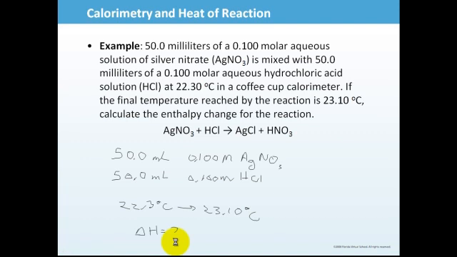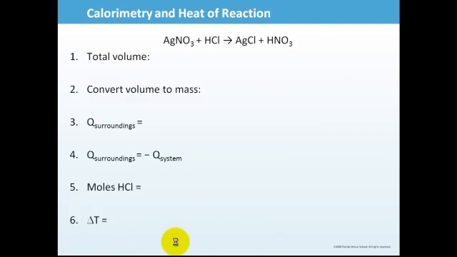So let's take this step by step. All right, first thing we need to do is go back to some of those assumptions that we talked about a couple of slides ago. First, we need to get our total volume. Now remember, to get the total volume, I can simply add the volume of all the solutions involved. So I had 50 milliliters of AgNO3, and I had 50 milliliters of HCl.